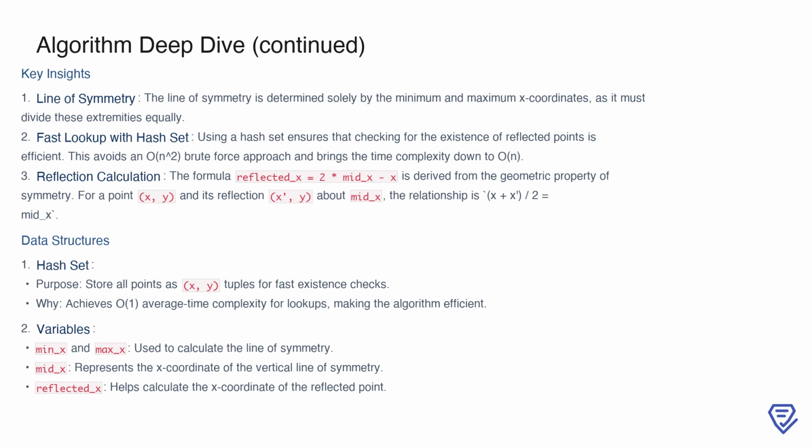To implement this, we use a few key data structures. The hash set stores the points as (x, y) tuples, and we track variables such as min_x, max_x, and mid_x for the symmetry calculations. Together, these elements ensure the algorithm is both correct and efficient.